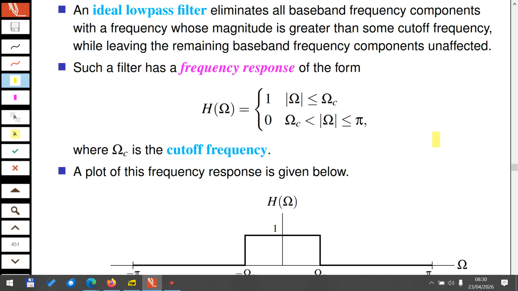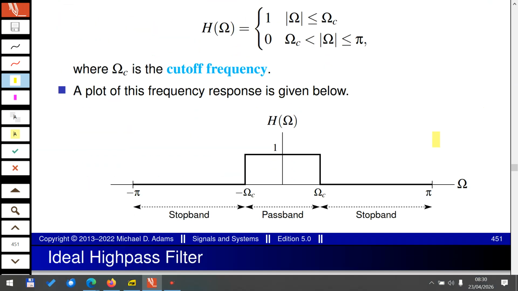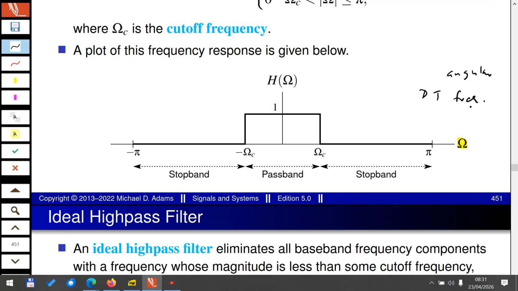The only difference you see will be this capital omega, and by now it should be very clear that this is the discrete time frequency. And by frequency, we mean angular frequency, to make sure it is not confused with cyclic frequency. Apart from this symbol, you typically have those regions, like the pass band.